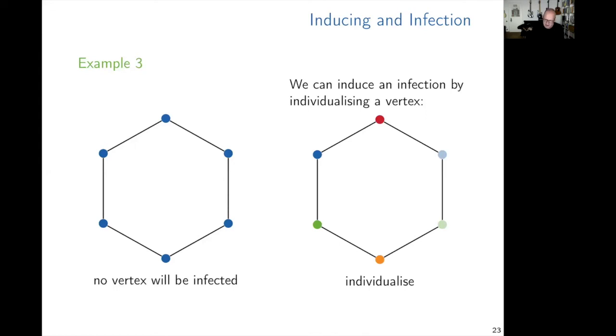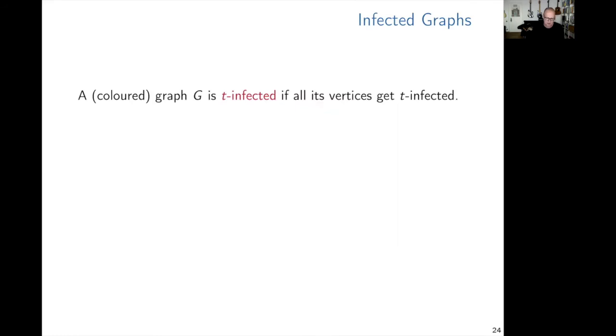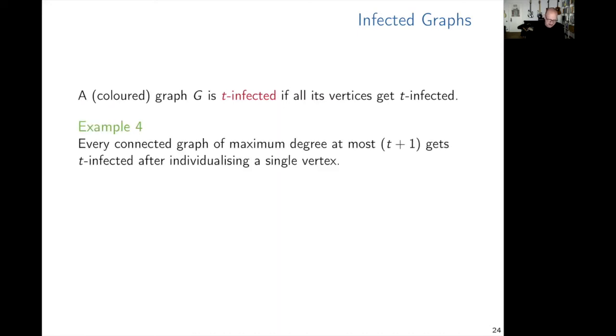Okay, so that's our algorithm, and it's a fairly powerful algorithm. Let's say a graph or colored graph is t-infected if all its vertices get infected. So for example, the cycle with one red vertex would be 2-infected. And an interesting observation is that every connected graph of maximum degree at most t plus 1 gets t-infected once we individualize one vertex. And that's connected to what I told you about before for the bounded degree graphs.